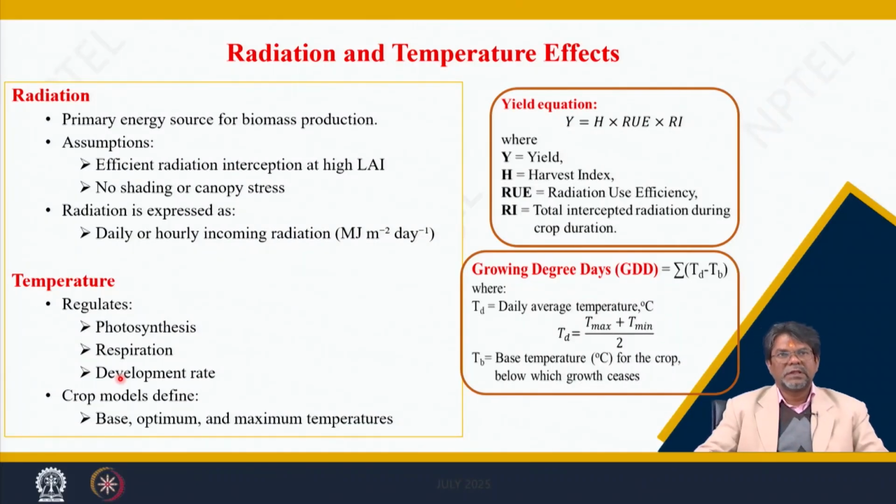So you can see how the radiation and the temperature influence the growth. Radiation is particularly responsible for biomass production, and we assume efficient radiation interception at high LAI. The crop attains its peak leaf area index at the peak vegetative stage, and with the high leaf area index there is more interception of radiation, because radiation interception depends upon the leaf area index.